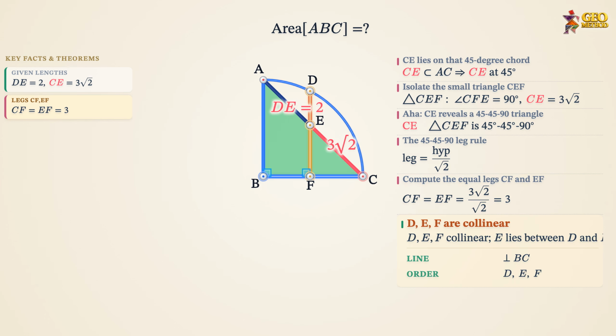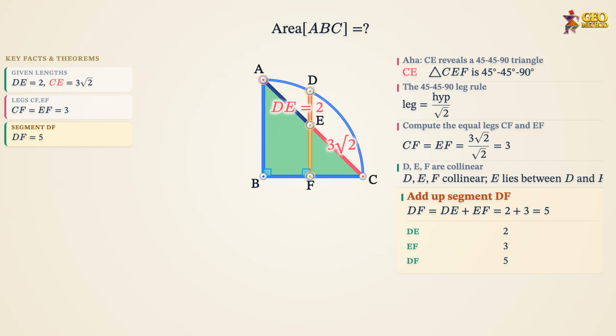Because segment DF is perpendicular to side BC, the points D, E, and F are collinear, with E between D and F. Their lengths therefore add directly along the same line. Along that vertical line, segment DE is the given 2, and segment EF is the 3 we found. Add them, and the full vertical segment DF is 2 plus 3, which is 5. That is the first leg of the big triangle.